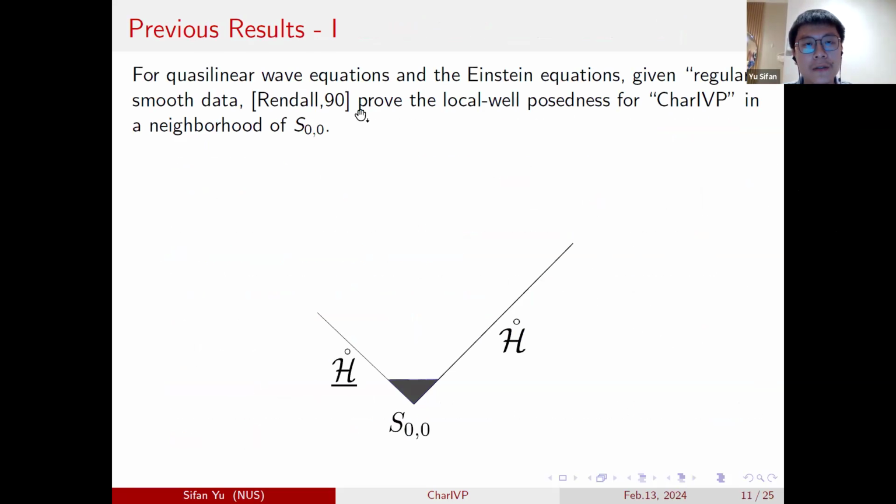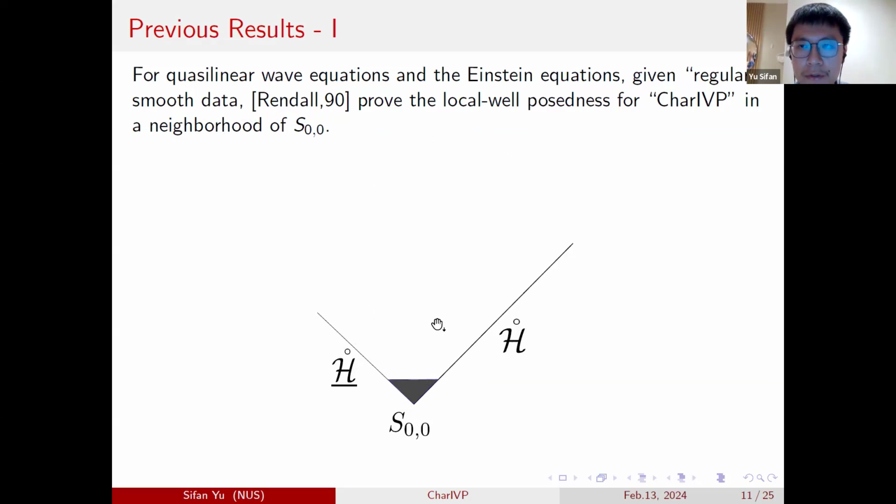All right. Now let me spend maybe 3 slides talking about how people obtained local well-posedness results for the characteristic IVP in different regimes. All right. So the first fundamental result was by Rendall. Given the initial data on H and H bar, he proved the local well-posedness result in a neighborhood of the initial sphere.